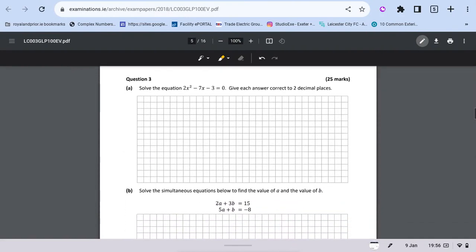Next thing, number 3. Solve this equation. It's my trinomial, my quadratic. And once I see to 2 decimal places, I know straight away I'm using my minus b formula. So write down my a, b, and c. And then fire down my formula. And throw the numbers into the formula.